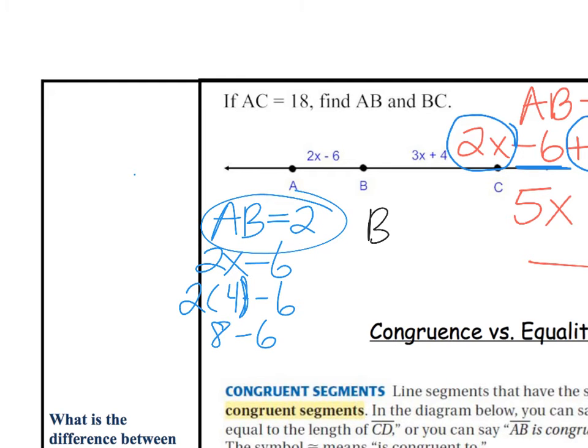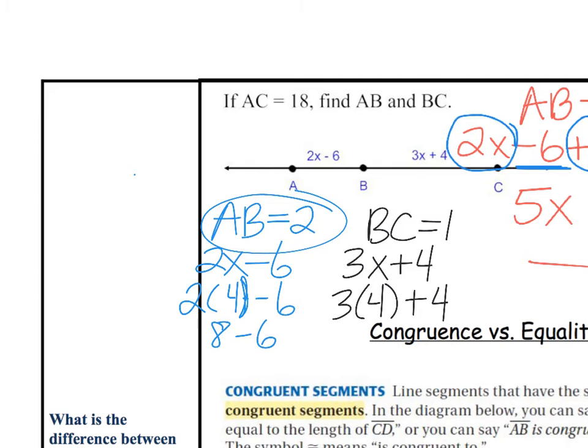So this is BC. BC is 3x plus 4. Substitute 4 for x. What do y'all get? 16. Yes. So BC is equal to 16 because you do the multiplication, 3 times 4, and then add 4.